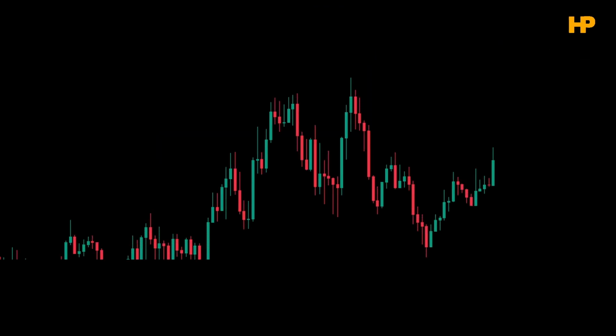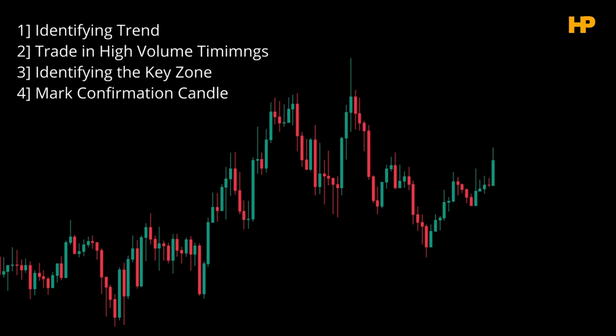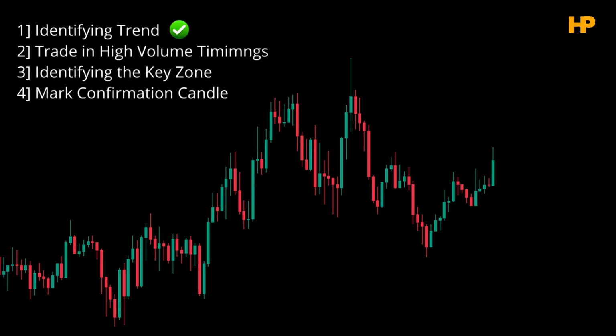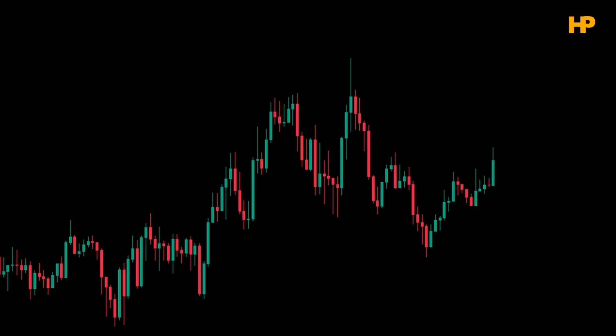Let's see the first example. See this. The trend is bullish, higher highs and higher lows. So our first rule, identifying the trend, is satisfied. It's 3 a.m. Eastern Standard Time, London Open, a high volume period. This timing is perfect to trade. So our second rule, trade only in high volume timings, is satisfied.